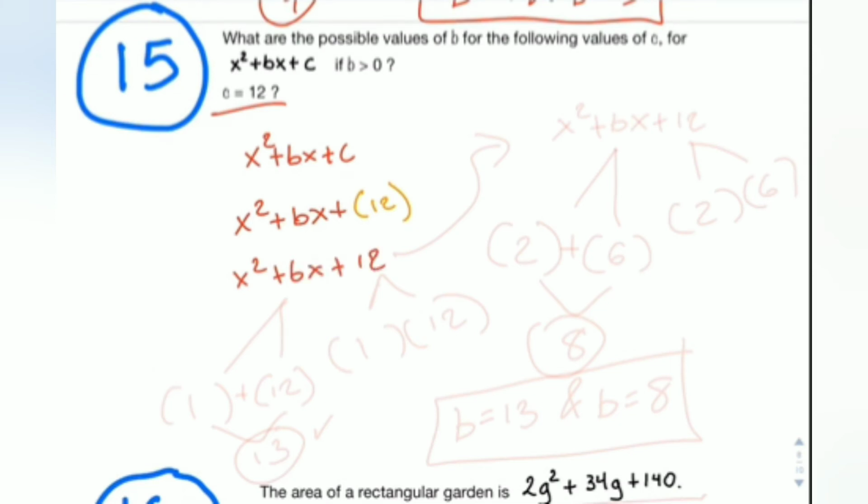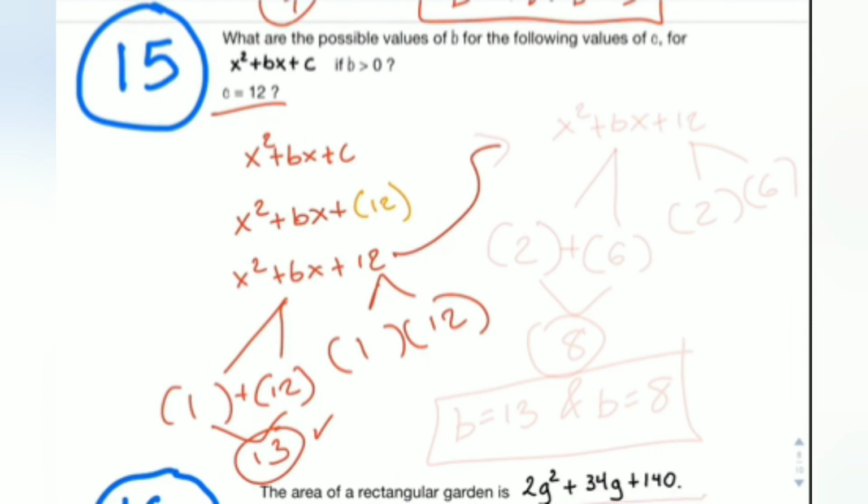Now again, two numbers that when you multiply equal 12, and when you add them has to be b, our answer. So let's start with 1. 1 times 12 is 12, so 1 plus 12 is 13. So that's one answer.